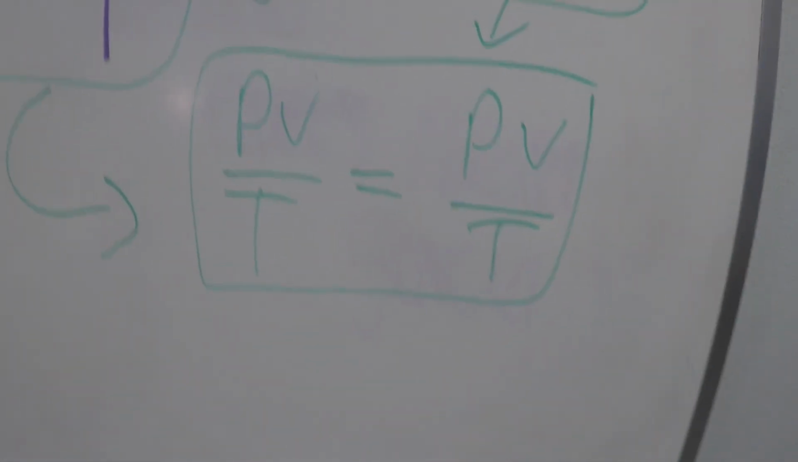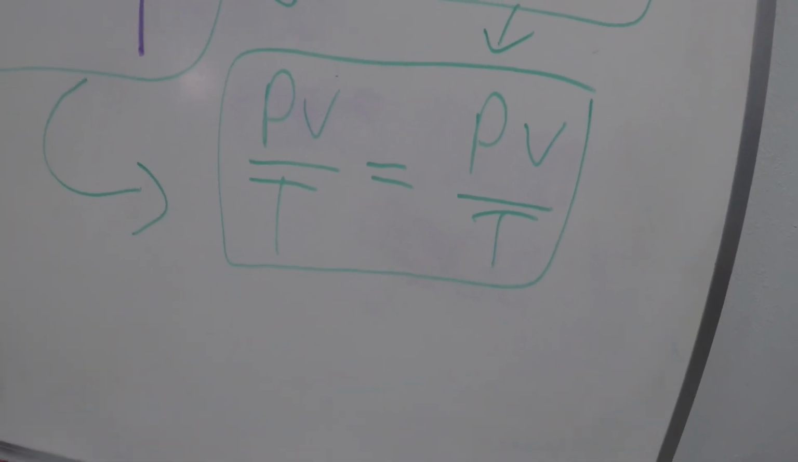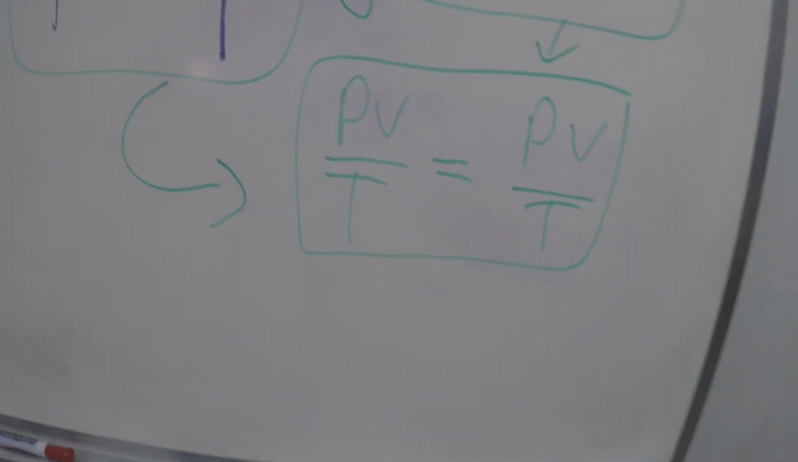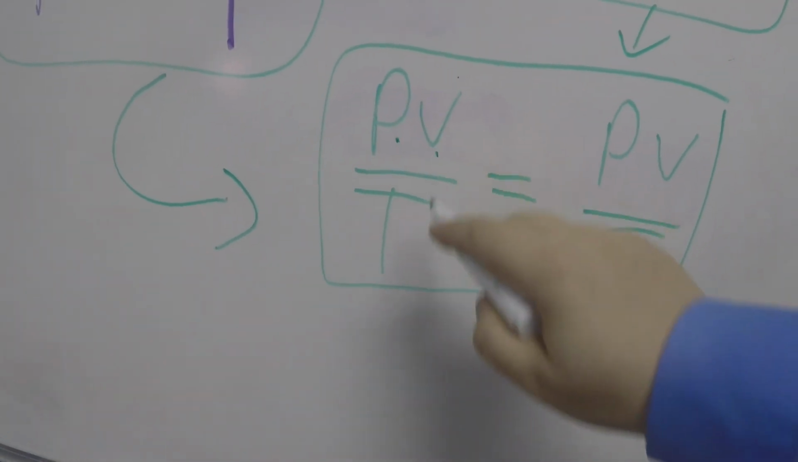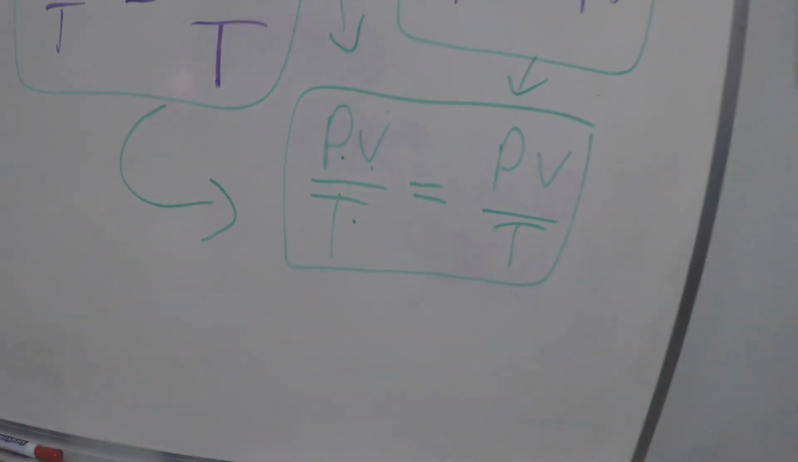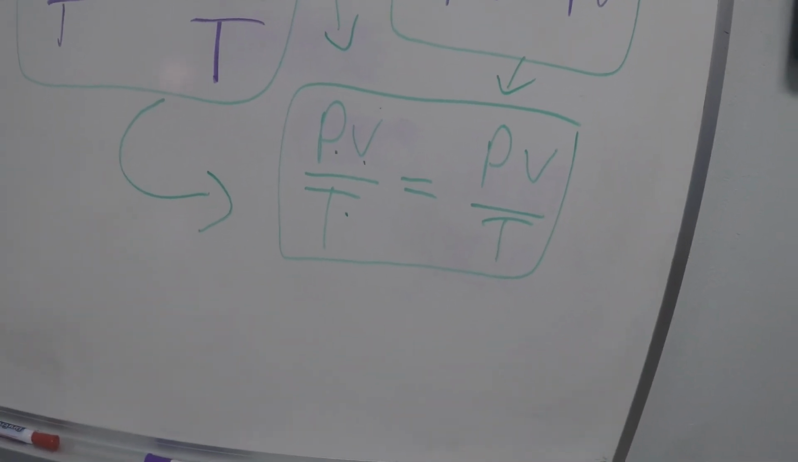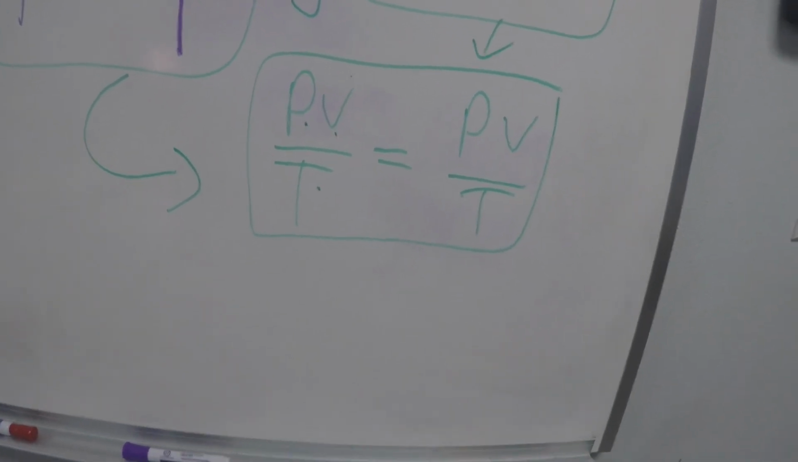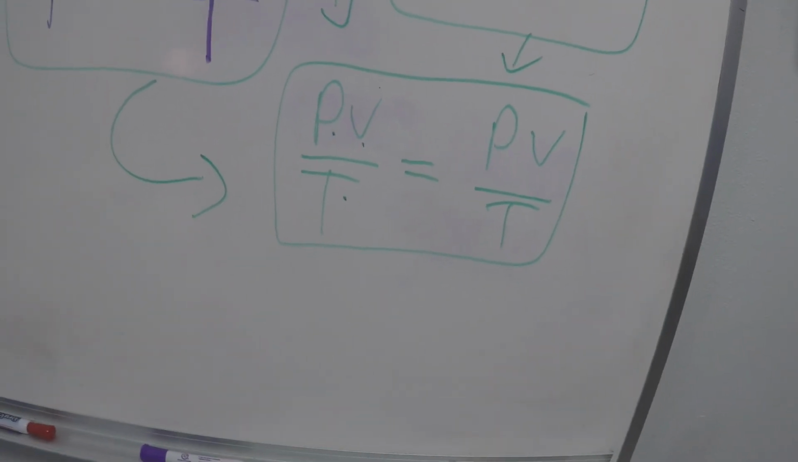So this one formula is called the combined gas law, and it deals with pressure, volume, and temperature. This is how pressure, volume, and temperature are all related. And this is what today's lab was all about. Thank you.